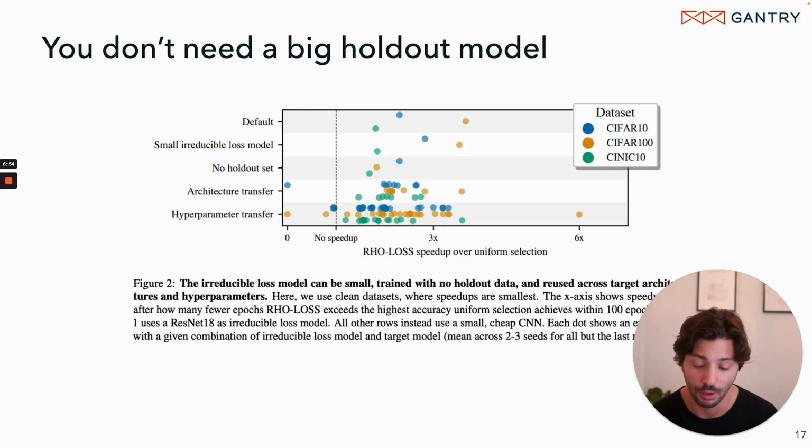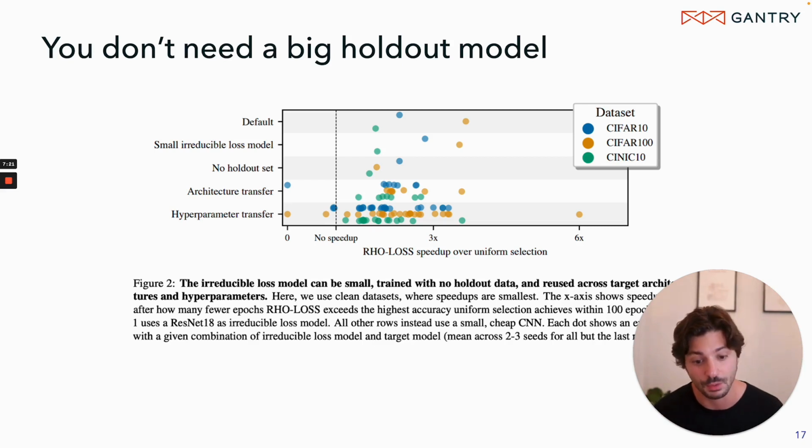I think the other really promising finding is that you really don't need a huge model for the irreducible loss model. So the x-axis on this chart shows how many fewer epochs of training you need with the RHO-loss relative to the baseline to get the same level of accuracy. Points on this chart further to the right are better because they're more sped up. And the color of the dots are the data set that we're looking at. And each row here looks at a different problem setup.